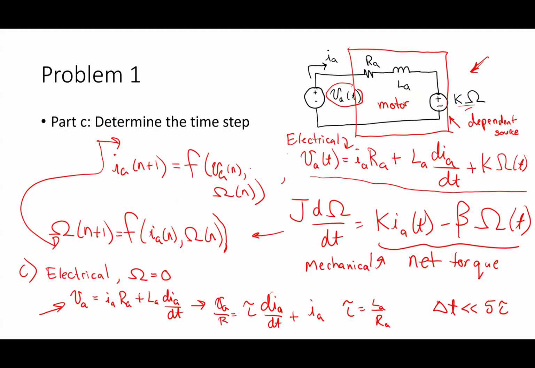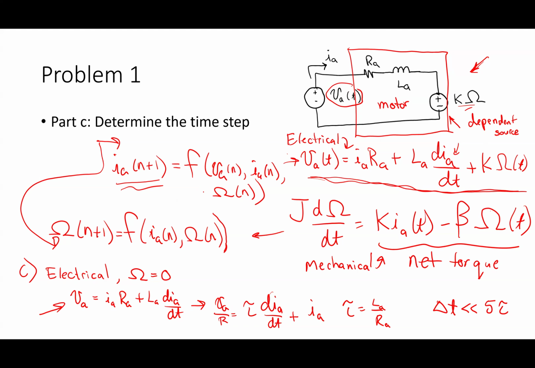Going back a slide here for a second. The electrical equation, because the derivative is on IA, I get a result for IA of n plus 1, right? So just making sure, you guys see that. I realized I messed that up earlier. So essentially, when you're solving this differential equation, you're always solving for IA at the next time step in terms of VA now, IA now, and the speed now.